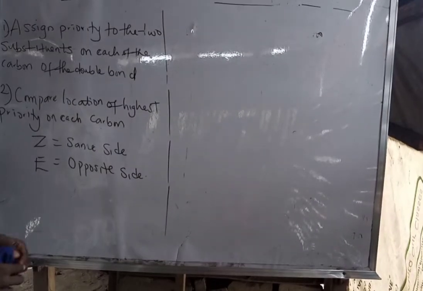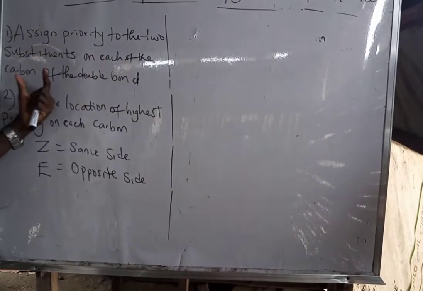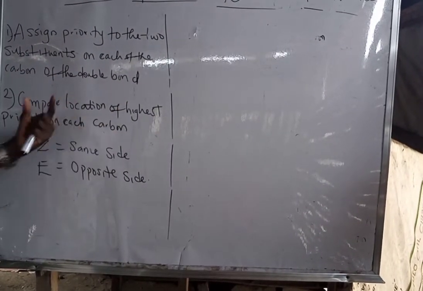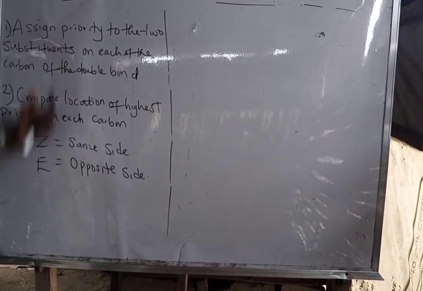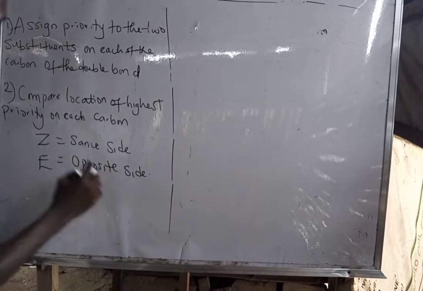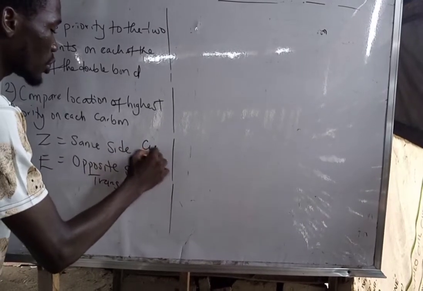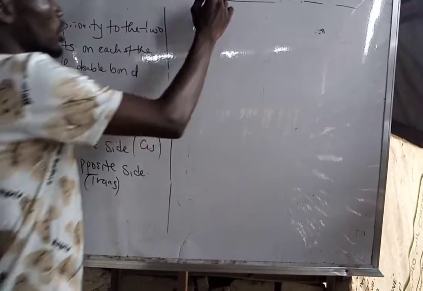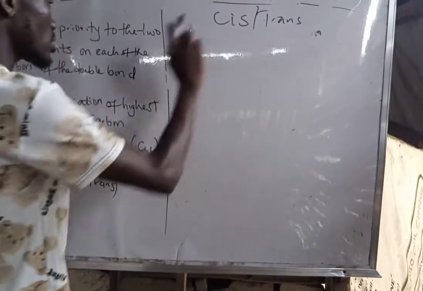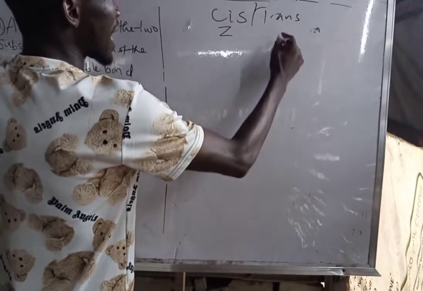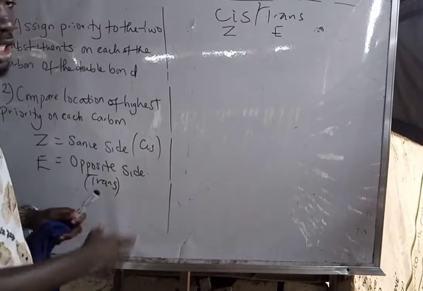The first thing you are going to check is that you must assign priority to the two substituents on each carbon of the double bond. The second is to compare the location of the highest priority on each carbon atom. E stands for the opposite side, which can be taken to be the trans, while Z, the same side, can be taken to be the cis. So don't forget, your cis is your Z, while your trans is your E. I'll be using three examples to explain the highest priority.